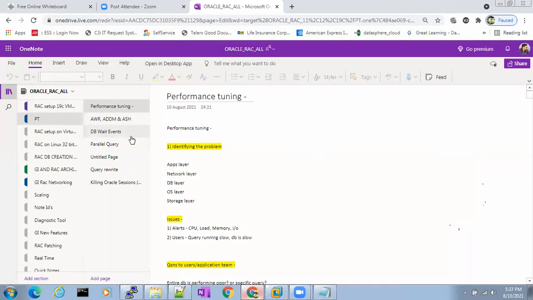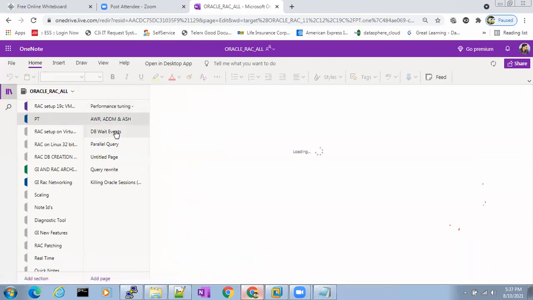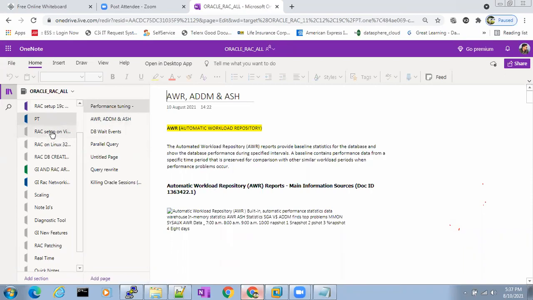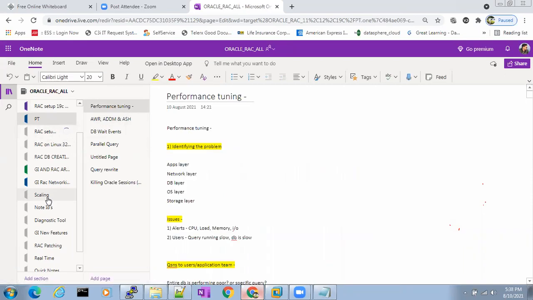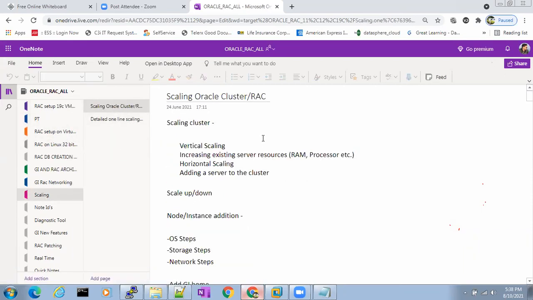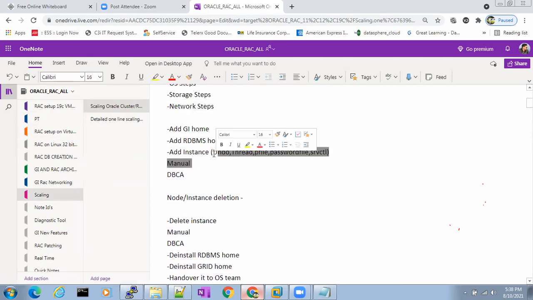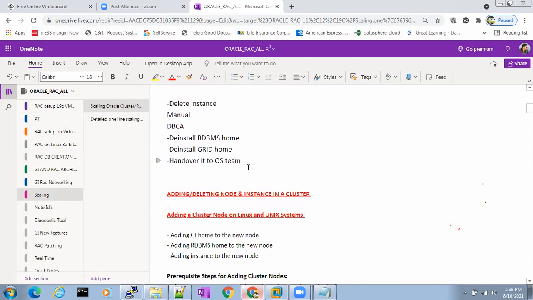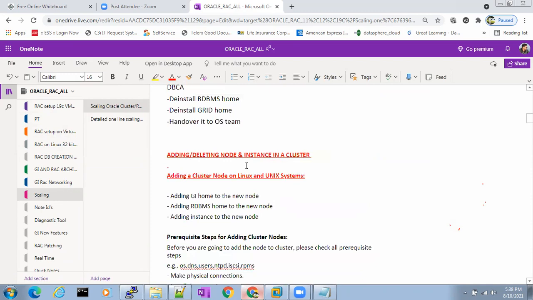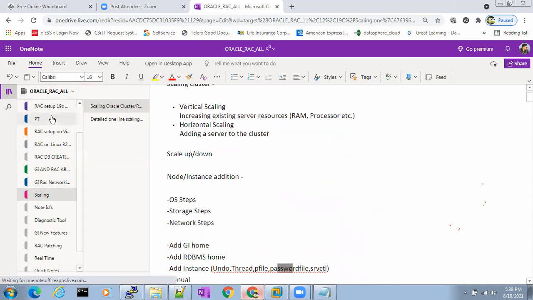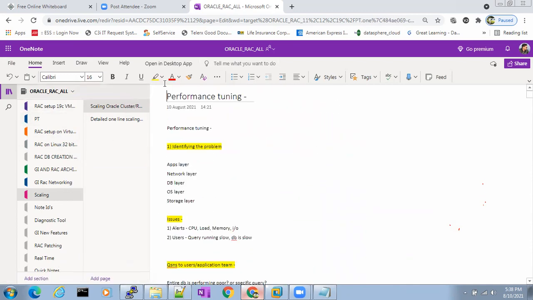Whenever you are facing any interviews, you can keep these documents in front of you, like performance tuning, RAC setup. When somebody is asking questions, you can directly go to that page and tell what is vertical scaling, what is RDBMS, what is Oracle home, what is instance, what is undo, what is a thread and password file, and everything. You have everything here. I'll give you the access to these documents.